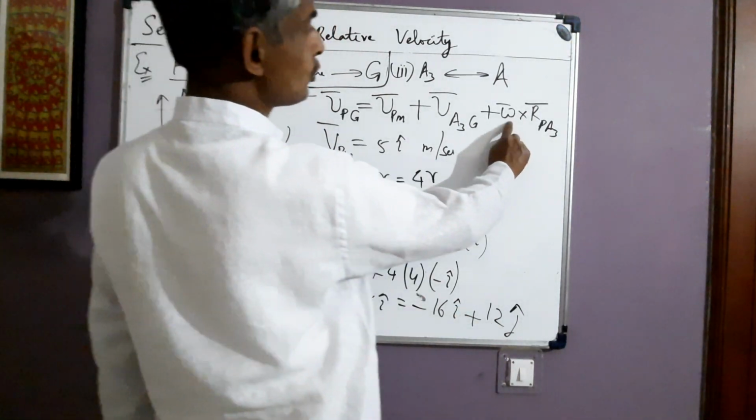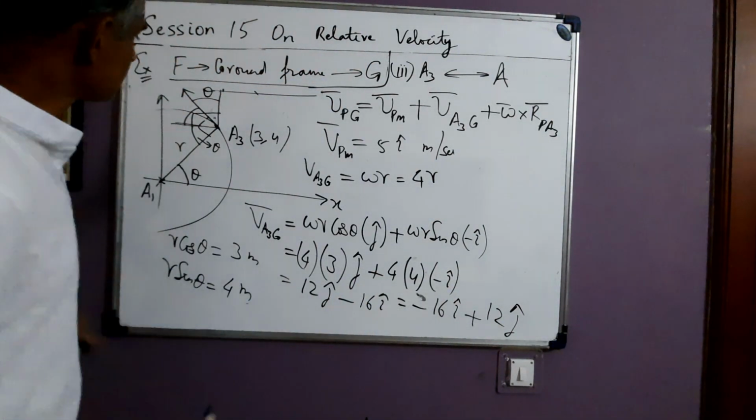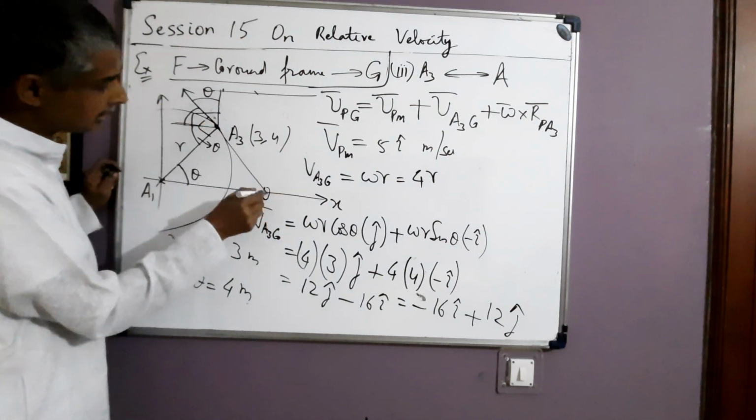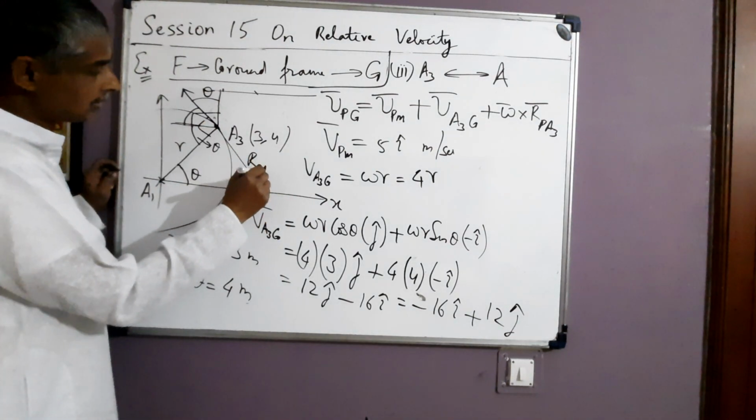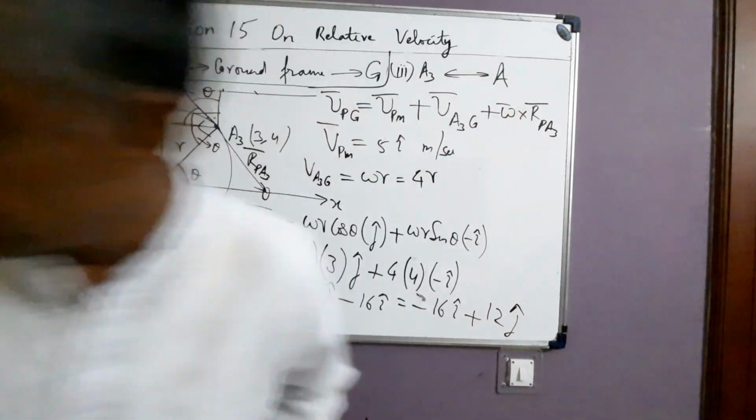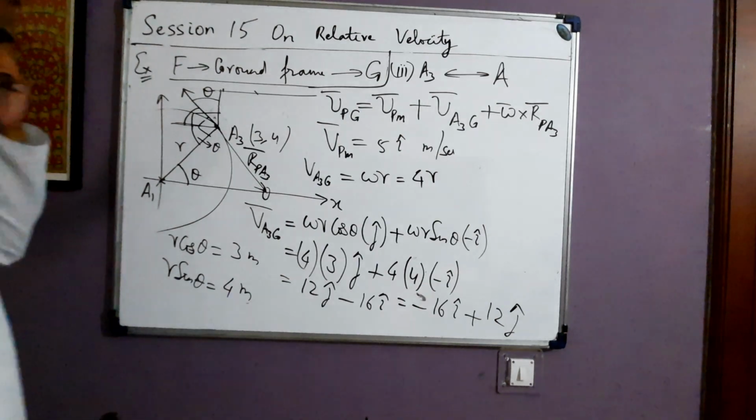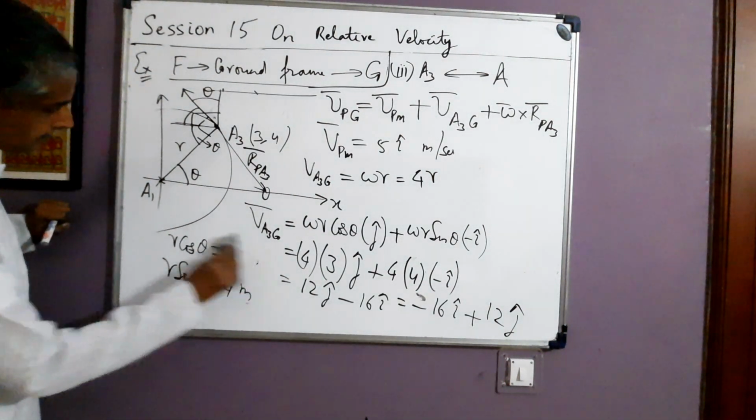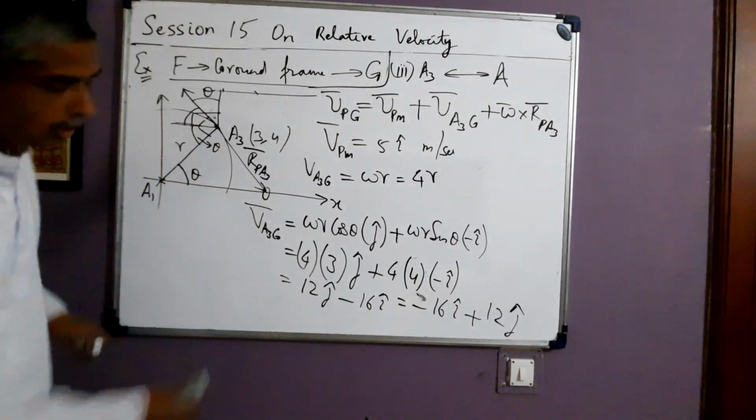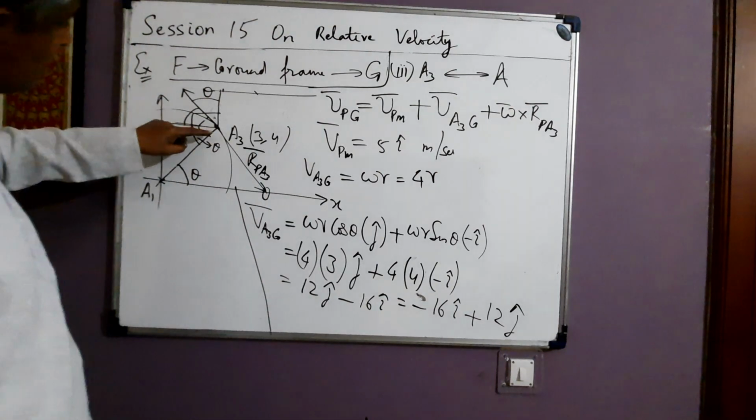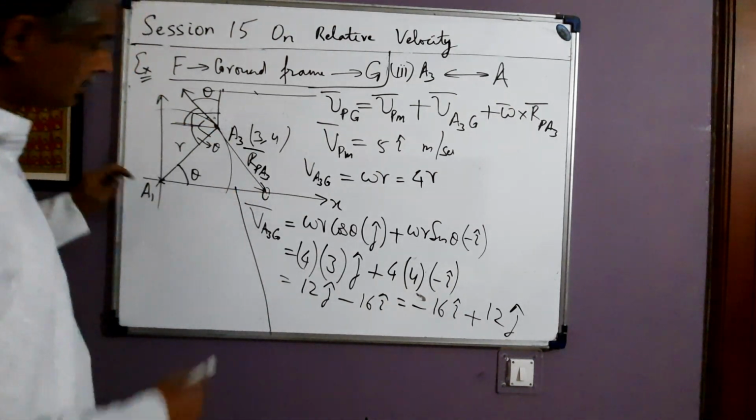Now we only have to know this omega cross RPA3. RPA3 is the vector from this point A3 to the sliding ring. This is RPA3. Now we have to know RPA3 also. So how do you know RPA3 now? That is the problem. How to determine RPA3? RPA3 is from this point P to the ring.